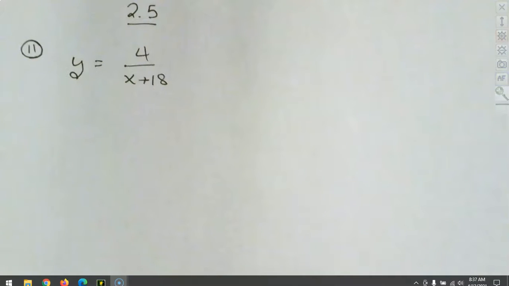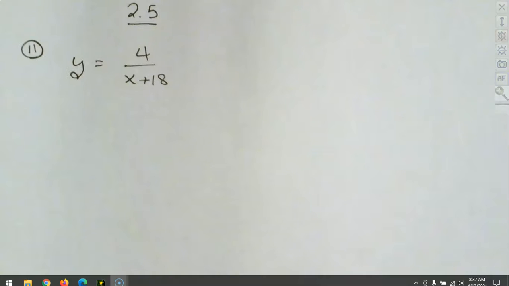All right, so we're going to now go ahead and look at 2.5, question 11. And what we've got on this one is we want to see if this is a function or not. And then we also want to find our domain. Now, how do we determine if something's a function?